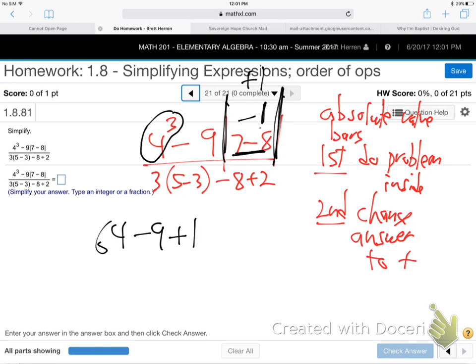Now it's wrong. Why is that wrong? And the bottom, what is the bottom? This is 3 times 2, and this is minus 8 plus 2. Anyway, what's wrong on the top? It's 7 minus 8 is negative 1. Absolute value of negative 1 is plus 1. Bring down the plus 1. There it is, plus 1. What's the problem?